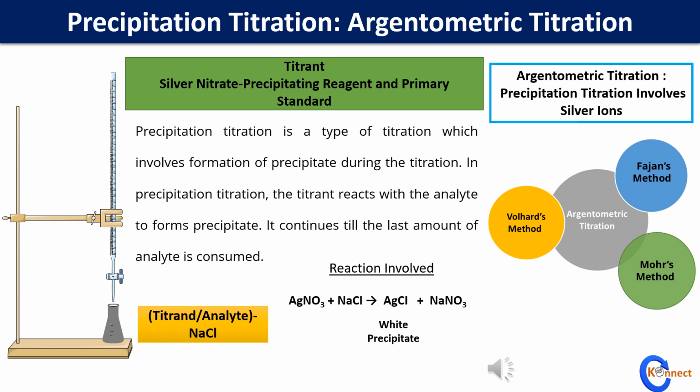The precipitation titrations I am highlighting here are Argentometric titrations. Argentometric titrations are those precipitation titrations in which silver ions or argentum ions are involved. Argentometric titrations can be classified into three types: Mohr method, Volhard method, and Fajans method.